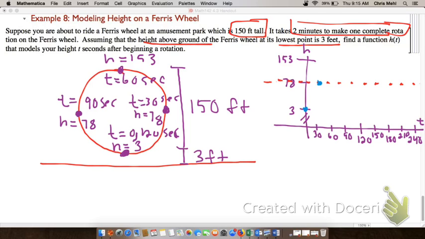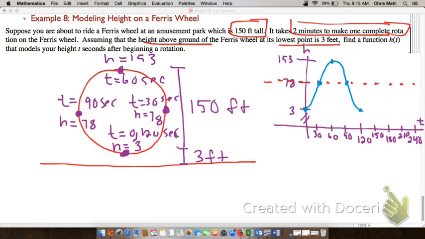After 60 seconds, you are all the way up at 150. After 90 seconds, you're back at your middle height. And then finally, after a full rotation, after 120 seconds, you're back down here. So the first cycle is going to look like this, or that could be viewed as one cycle.